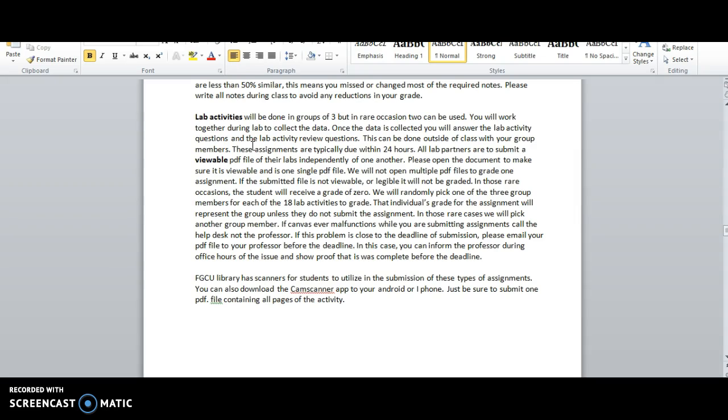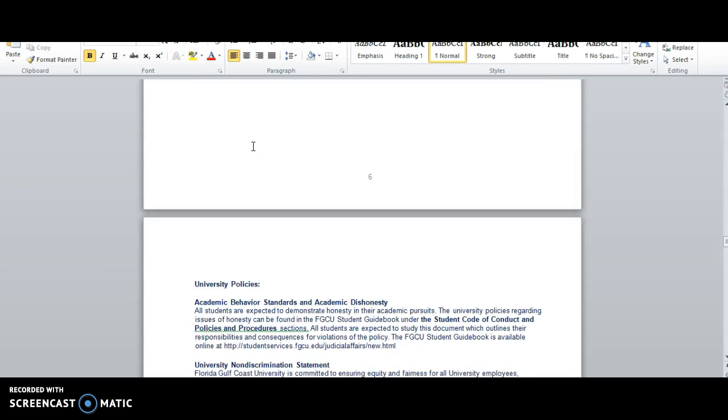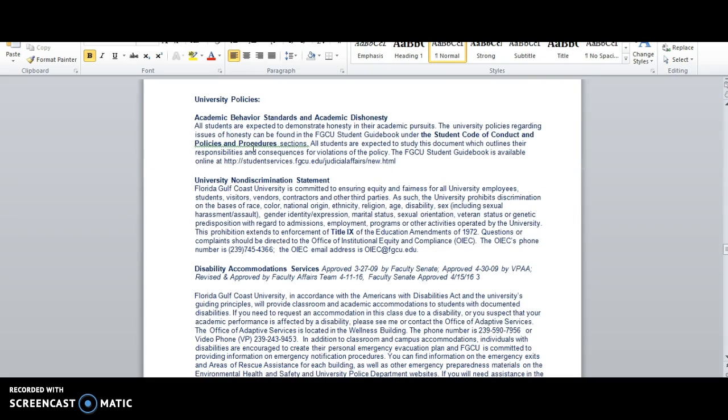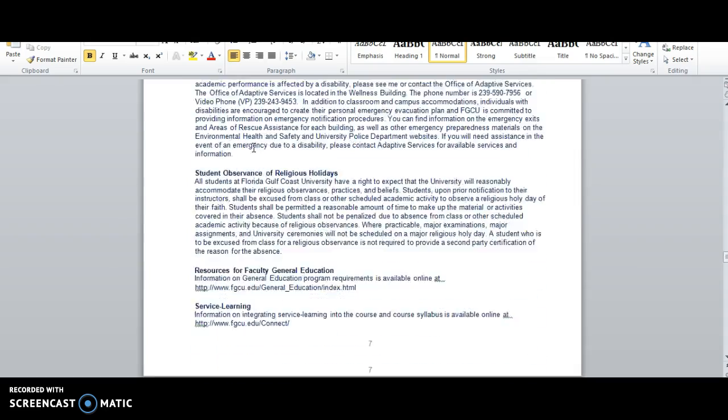So ideally, during lab, you work together. You write down answers together. You talk about the lab. You discuss it together, because you will all receive the same grade. Read through the university policies on your own time.